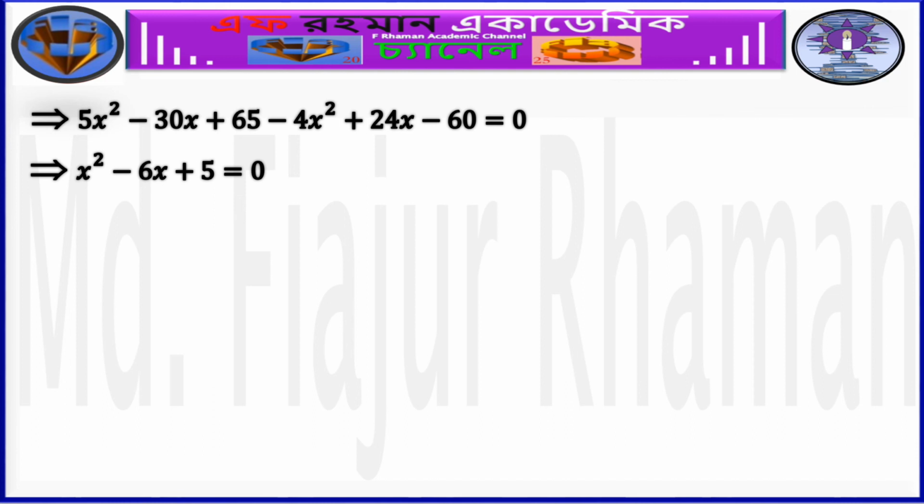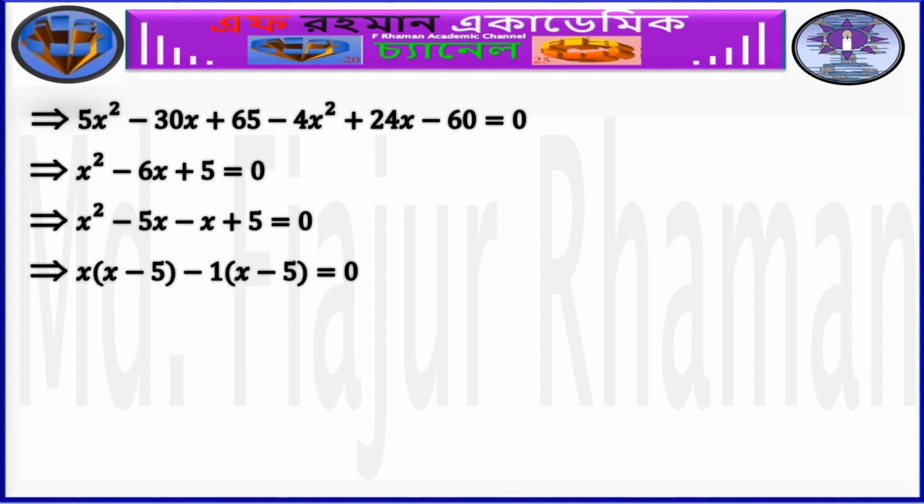We have to factorize the expression on the left hand side of the equation by the process of middle terms. Doing so, this equation implies that x square minus 5x minus x plus 5 is equal to 0. Taking x common from the first and second term and minus 1 common from the third and fourth term, this equation implies that x into x minus 5 minus 1 into x minus 5 is equal to 0. x minus 5 is again common. This equation implies that x minus 5 into x minus 1 is equal to 0.